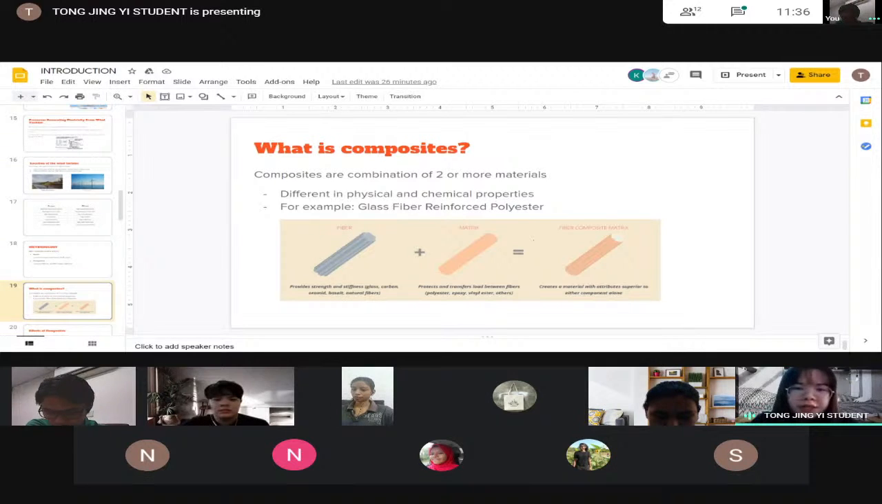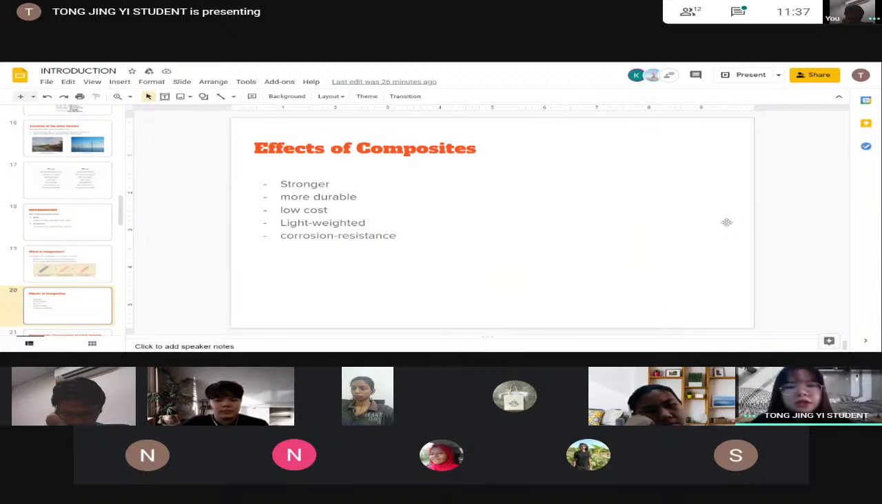So can you see this picture? First is the fiber, which can be glass or carbon, combined with a matrix like polyester or epoxy, and lastly it becomes a fiber composite like glass fiber reinforced polyester. So why do we choose composite as the material? Here are the reasons. Composite is stronger, more durable, low cost, lightweight, and also corrosion resistant.